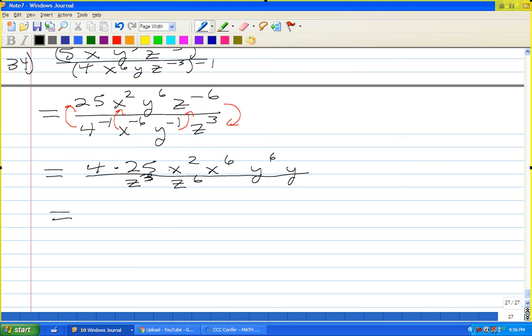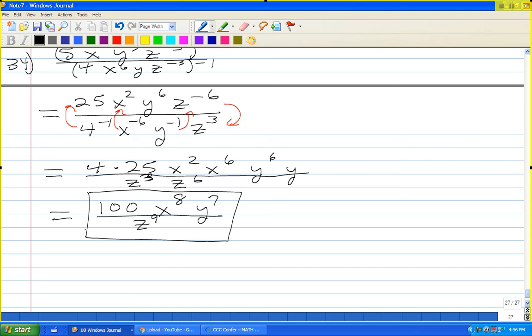So this is equal to 4 times 25, 100. I have the same base x. I'm multiplying x squared times x to the 6, so you add exponents. 2 plus 6 is 8. I have the same base y. I'm multiplying, so I add exponents. 6 plus 1 is 7, over z. I'm again multiplying. I have the same base z, so I add exponents. 3 plus 6 is 9. And that is your answer.